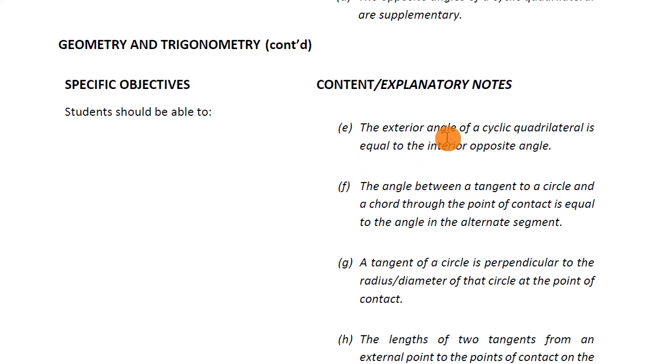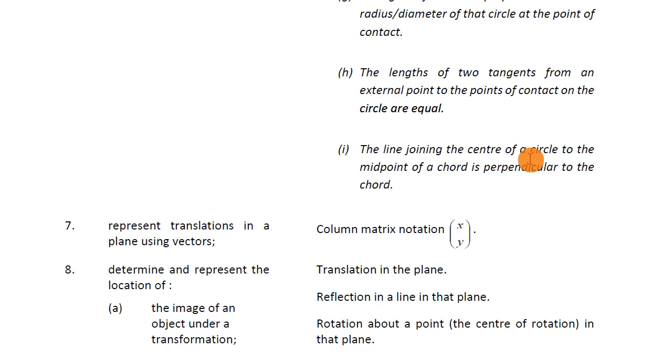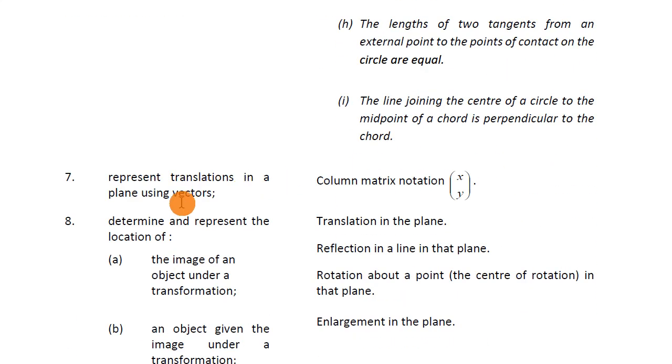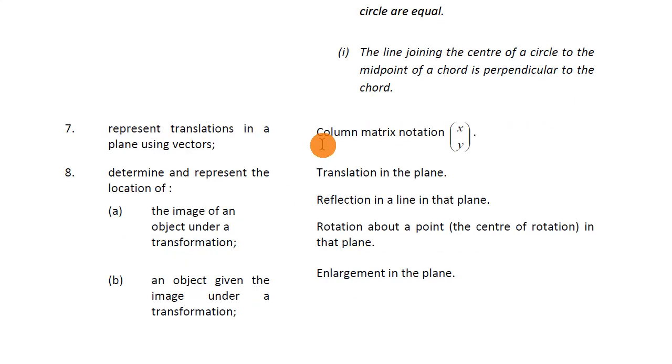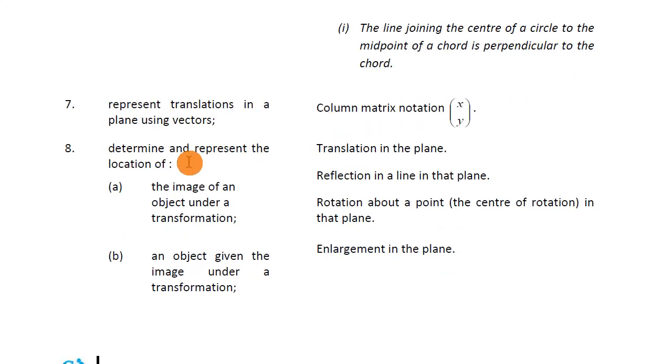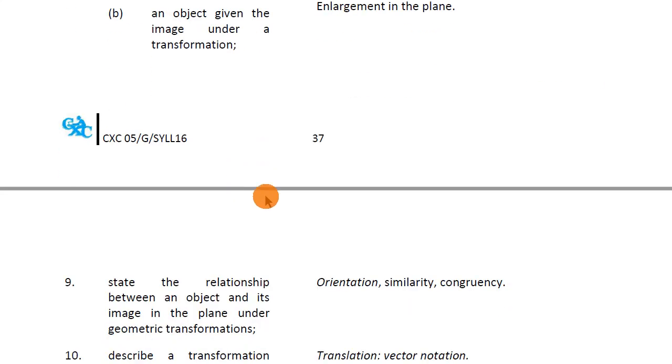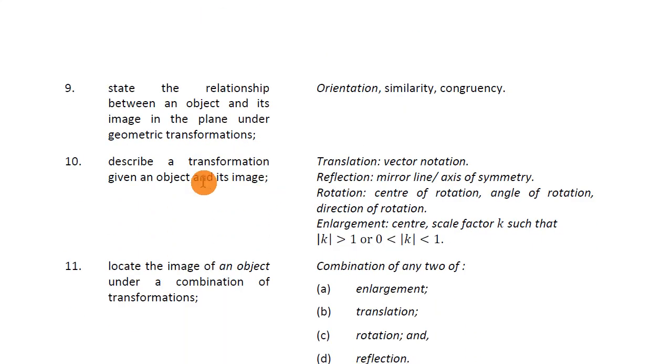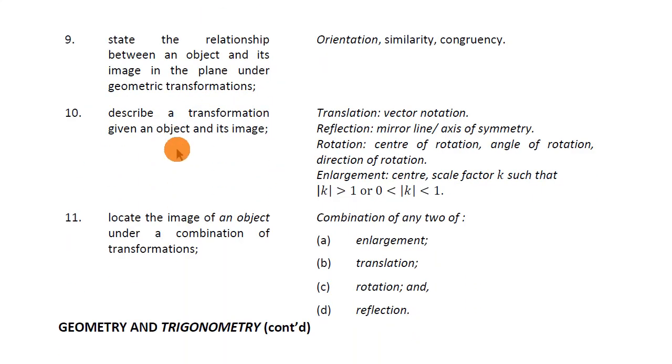The exterior angle of a cyclic quadrilateral is equal to the interior opposite angle. Represent translations in a plane using vectors. Determine and represent the location of the image of an object on the transformation. Well, you learn all of those through our videos that show you step by step how to do these things. Describe a transformation given an object and its image.